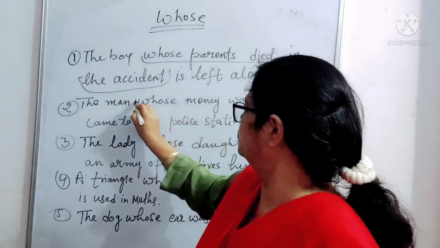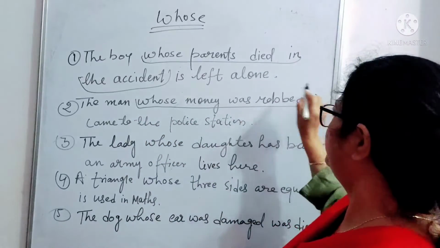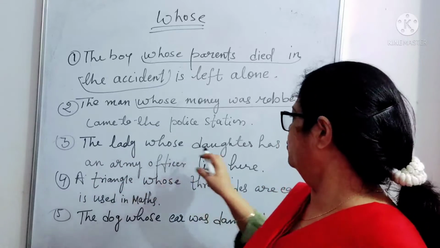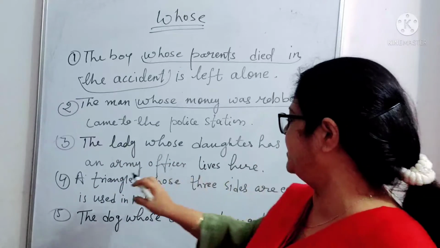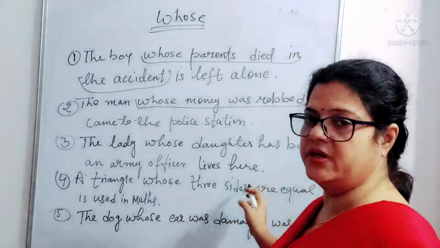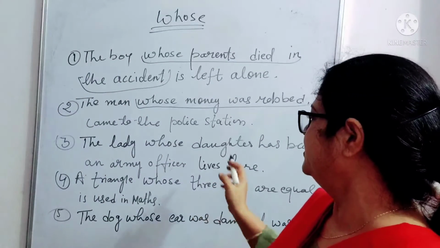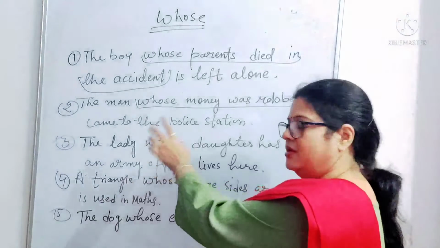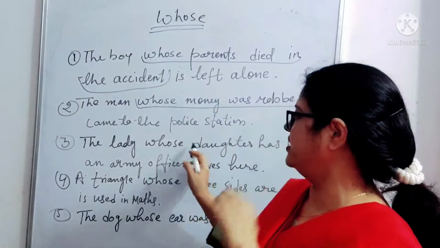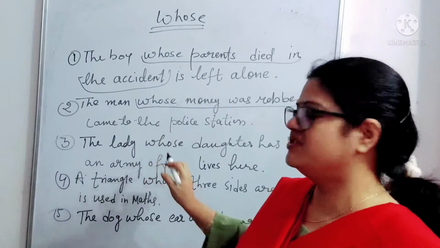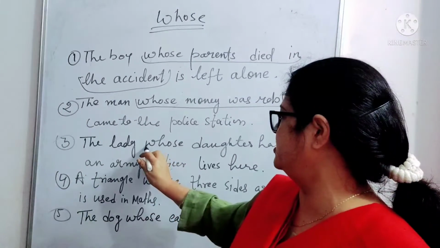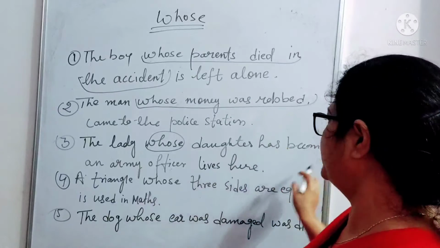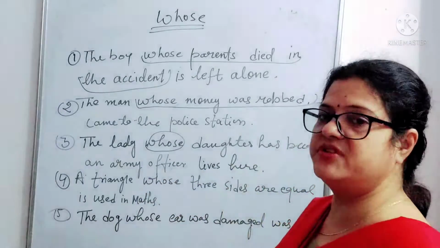Whose money was robbed, till here we have a subordinate clause. The lady whose daughter has become an army officer lives here. So we are talking about whom? The lady whose daughter, the lady's daughter. The army officer is this lady's daughter, so that is why we have used whose to show possession. The lady whose daughter has become an army officer lives here.